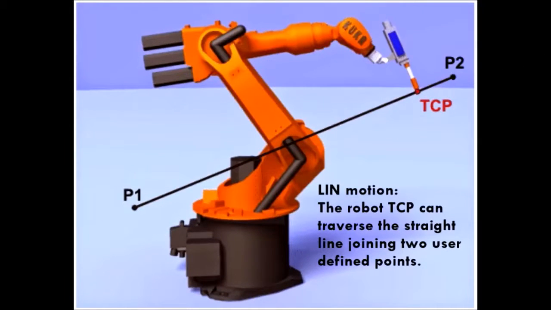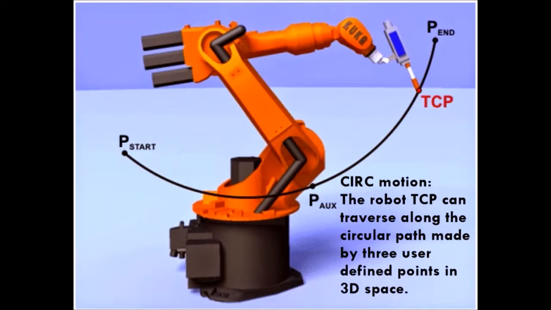Next, we would like to talk about the linear motion. When the linear motion function is applied for the path from P1 to P2, the TCP follows linearly and directly from P1 to P2 in a line. In other words, it goes in a straight line, and we can say that is the shortest path from P1 to P2.